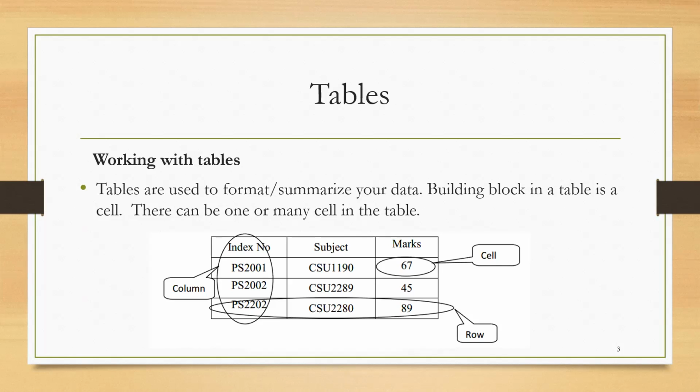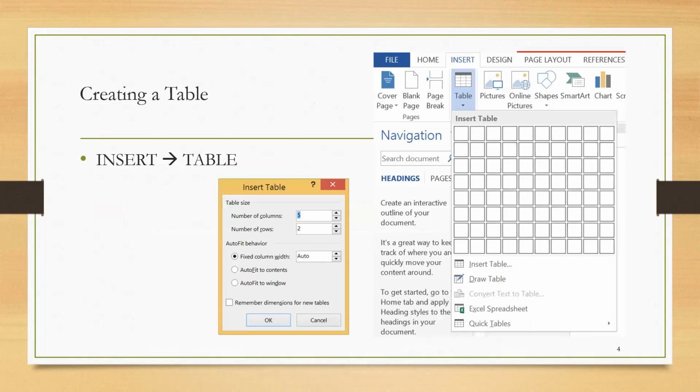But when you work with MS Word for creating tables, you definitely must know, because sometimes you may need to merge 2 cells or 2 columns or 2 rows. At that time, we must know what is a row, what is a column, what are cells. Okay, so look at here. These are the steps to create a table in MS Word.